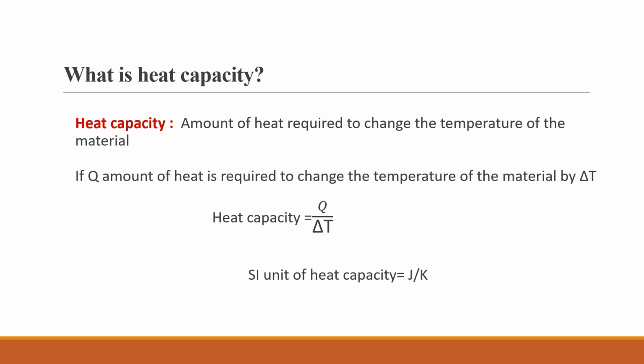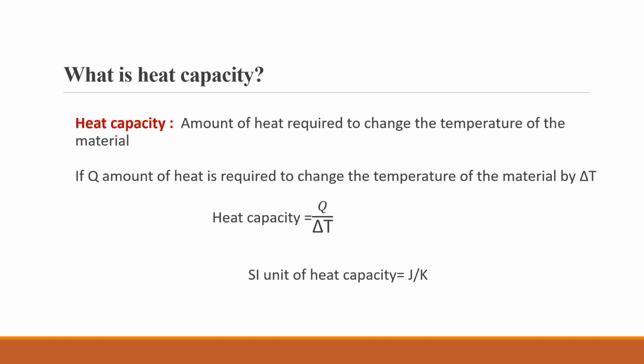What is heat capacity? Heat capacity is the heat required to change the temperature of the material. Suppose Q amount of heat is given to the material, and the temperature rise in the material is del T. So heat capacity is given by Q by del T, where Q is the heat supplied to the material, and del T is the change in temperature.